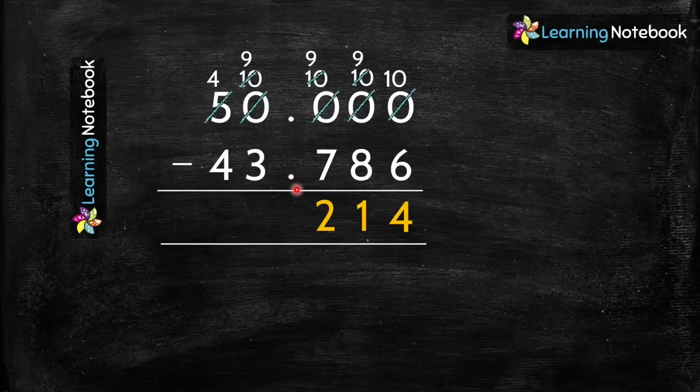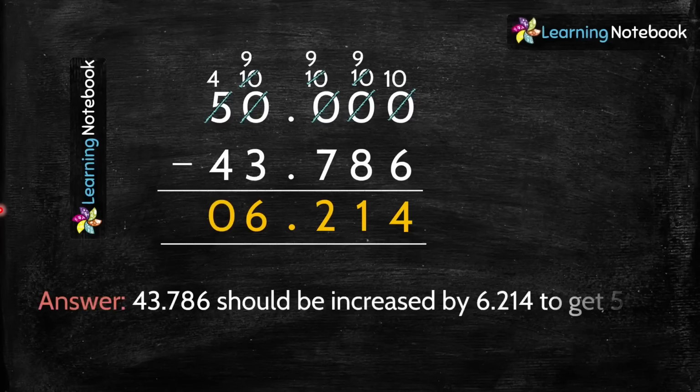Now let's put a decimal point in the answer. Then we will subtract the whole number part. 9 minus 3 equals 6 and 4 minus 4 equals 0. So answer is 6.214. Don't forget to write the answer statement. 43.786 should be increased by 6.214 to get 50.